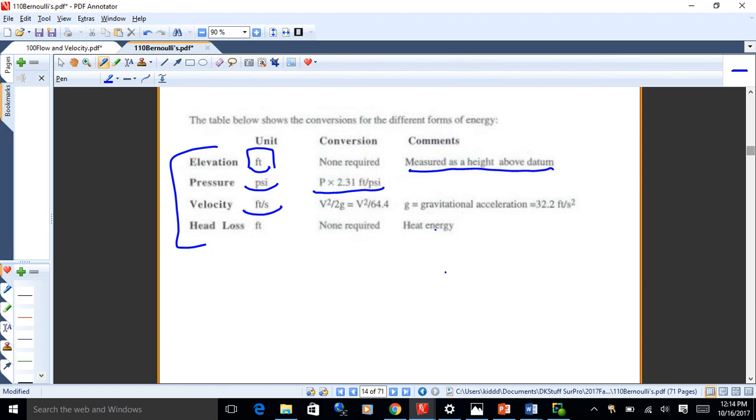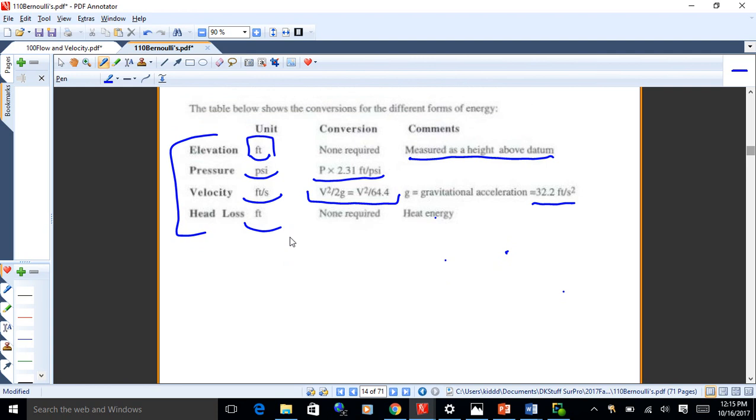Now velocity is in feet per second. But what you can do with that, and you need calculus to derive this and some physics, is take the velocity squared over twice the acceleration due to gravity, which is 32.2. So if you take the velocity squared and divide it by 64.4, you'll get energy in feet. Okay. And I think you just have to take that one on faith. I don't know if we'll derive that or anything. And the last one, there's head loss, which is measured in feet. So if you get all these forms of energy into one unit, that being feet, you can start to analyze systems. That's the idea. Okay. So we okay with that? We got any questions on that bit?